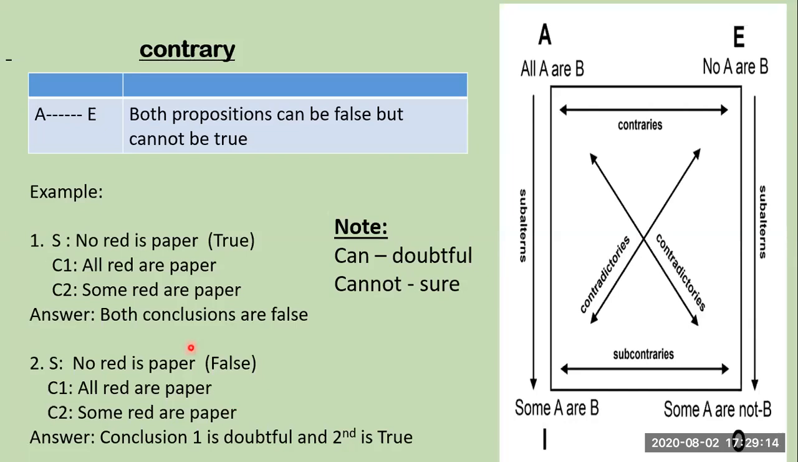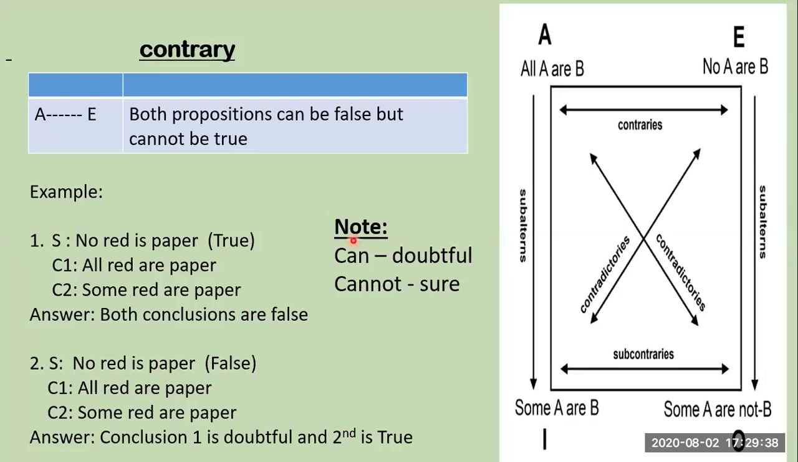Any doubt with this? Third one, sorry, second question. In the first question, I used the true statements. In the second, I use the false statement. So whenever it is false, you can apply the rule here. Both statements can be false, but both cannot be true. So here, if statement one is false, even the second can be false.